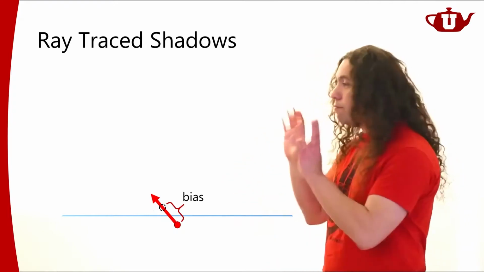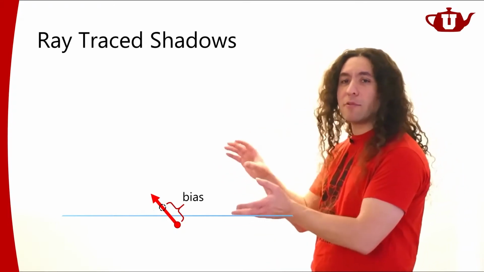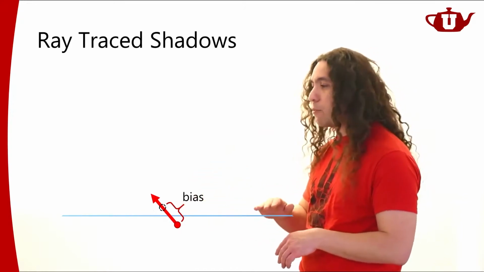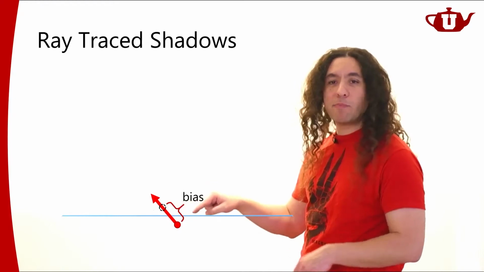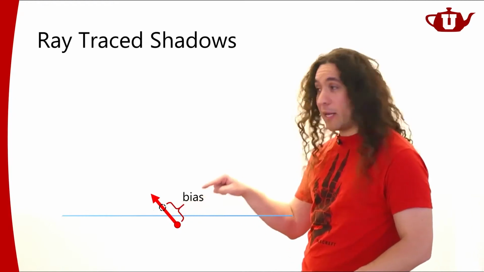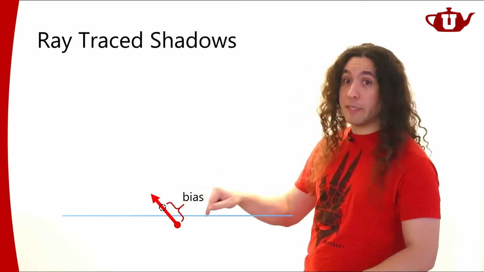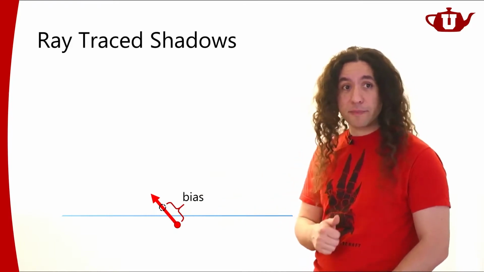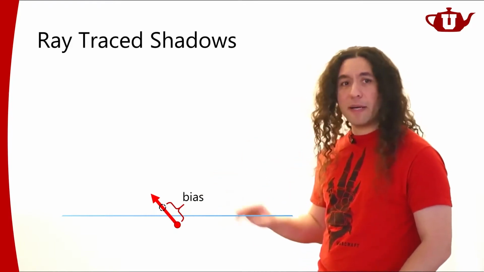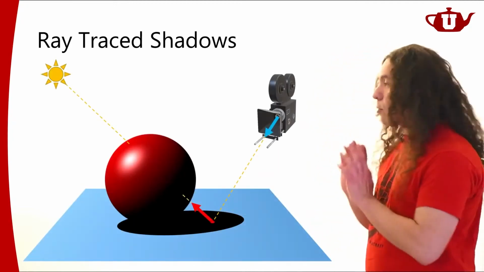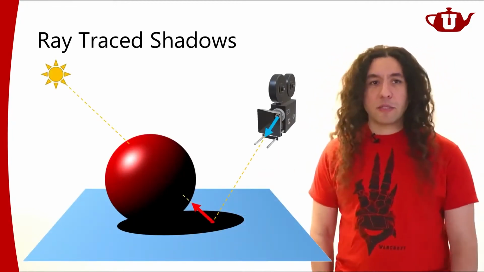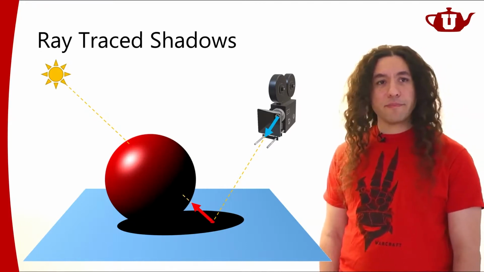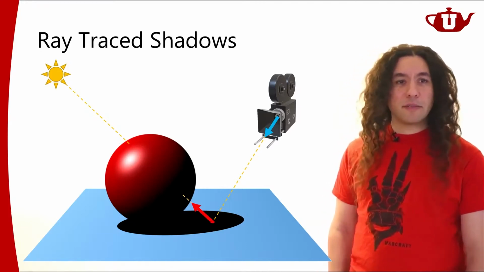Right. So regardless of what we do, we're going to have to add some sort of bias, or we're going to have to make sure that this point that I'm trying to shade is not casting shadow onto itself. Right. So that's going to be a problem that I'm going to have to deal with. But if I do this properly, then I'm going to get these nice shadows with ray tracing, and everything will work out just fine. All right. So this is ray traced shadows.